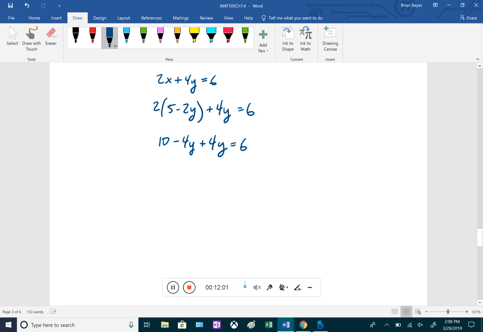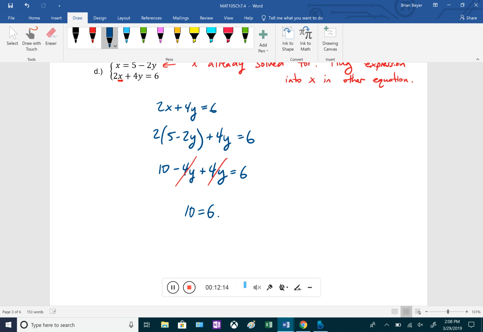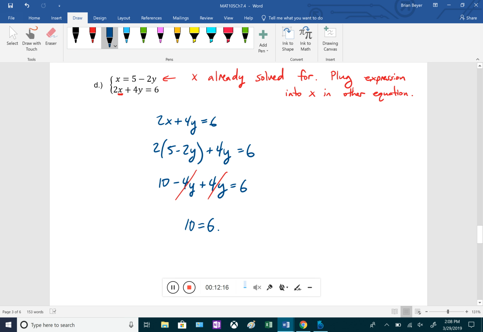And we probably recognize here that these y's actually cancel. -4y plus 4y equals 0y, so 0. We're left with 10 equals 6. So if you remember from before, we said if the variables cancel and we get a false statement, that means there are no solutions. So that's what happens here. 10 does not equal 6. So we have no solutions.